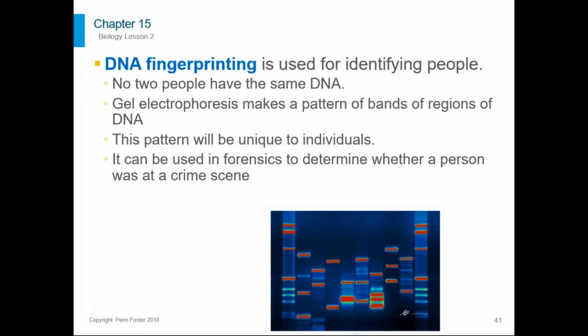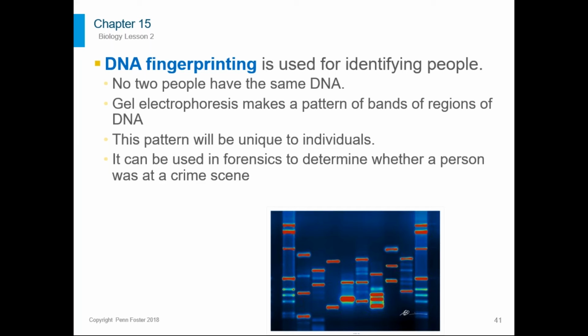DNA fingerprinting is used for identifying people. Except for identical twins, no people have the same DNA. So if you take DNA from blood or from any piece of tissue and then use gel electrophoresis to make a pattern of bands out of highly variable regions of DNA, this pattern will be unique to individuals, so it can be compared to the patterns from somewhere else to see if they're the same.